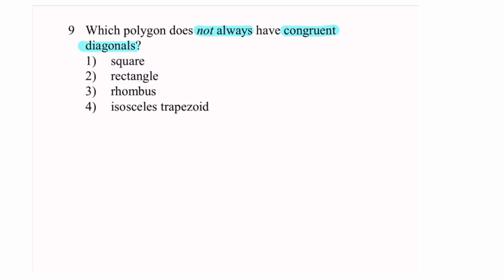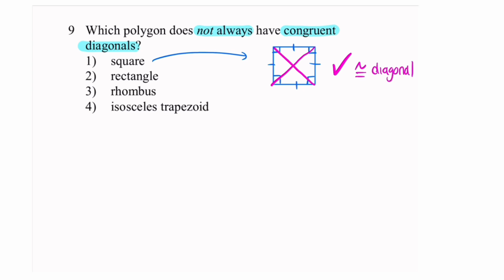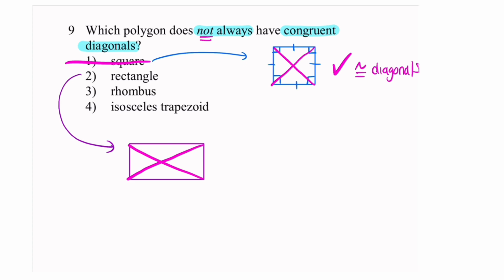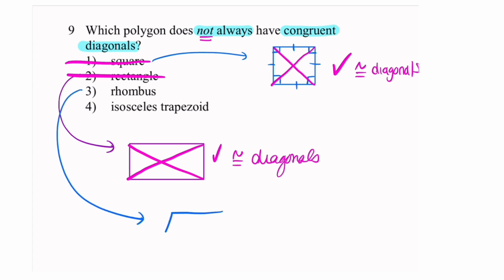So now the next one, number 9, says, which polygon does not always have a congruent diagonal? Let's explore each one visually. So choice 1 is a square, and if I draw its diagonals, it should be obvious that they are the same length. So squares have congruent diagonals. That's not the one I want. Similarly for a rectangle, even though a rectangle doesn't have all 4 sides equal, its diagonals are in fact equal. So it's not the one I want.